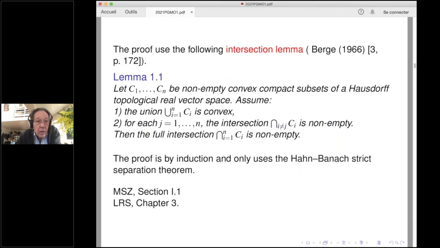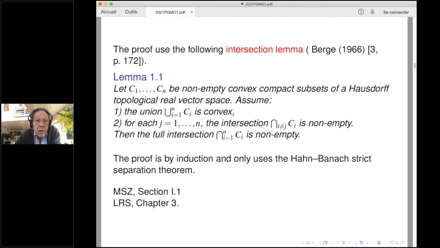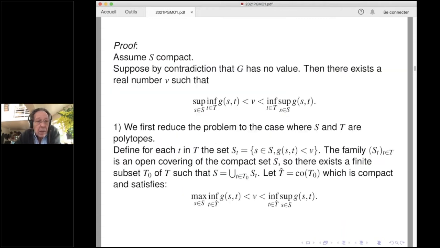Okay, so now I'm going to prove Sion's theorem using the intersection lemma. I assume that S is compact, and the proof is by contradiction, like all the proofs in the compact case. I assume that the game has no value. It means that there is a real number V between sup inf and inf sup. We first reduce the problem to the case where S and T are polytopes.